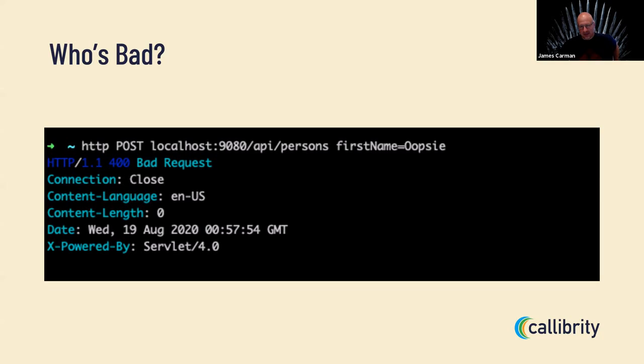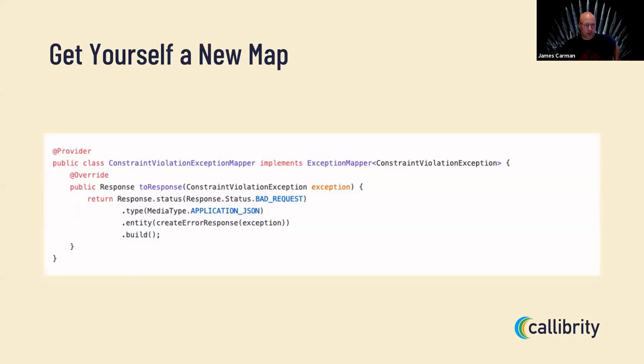But that's not great API design, right? If you just return 400, I don't tell you what's bad. Why is this a bad request? It's not great API design. So let's, again, use another provider. This is another extension point for JAX-RS, and the extension type is the exception mapper.